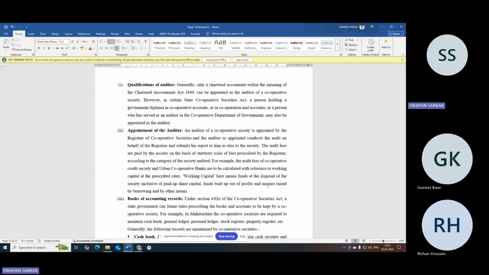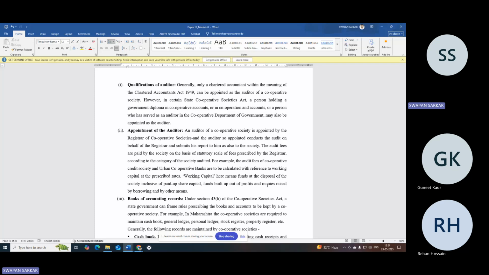Appointment. An auditor of the cooperative society is appointed by the registrar of the cooperative societies, and the auditor so appointed conducts the audit on behalf of the registrar and submits his report to the registrar or to the society. The audit fees are paid by the society on the basis of statutory scale of pay prescribed by the registrar according to the category of the society audited. For example, the audit fee of the cooperative credit society and urban cooperative societies are calculated with the working capital at the prescribed rate.